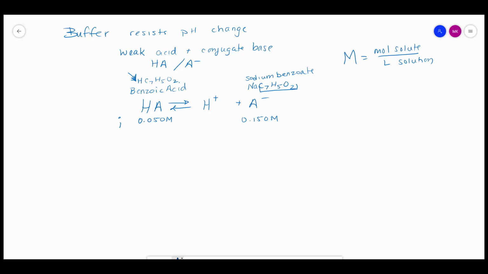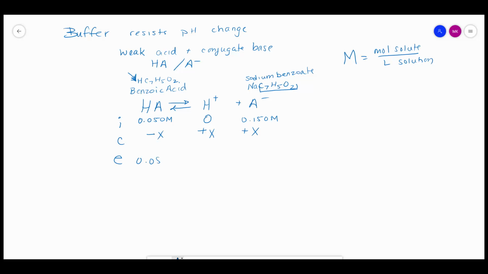Now, this buffer is going to change. It's going to change somehow in order to create an equilibrium. How do I know where to add and where to subtract? Well, notice that we do have an initial concentration of our acid. We have an initial concentration of our conjugate base, but we have no initial concentration of hydrogen ion. So because we can't take anything away if we don't have it, we must be adding to the product side. That means we're taking away from the reactant side.